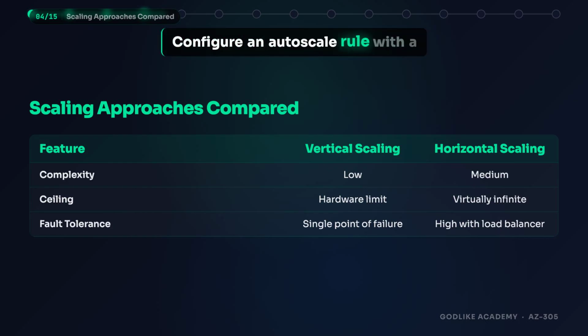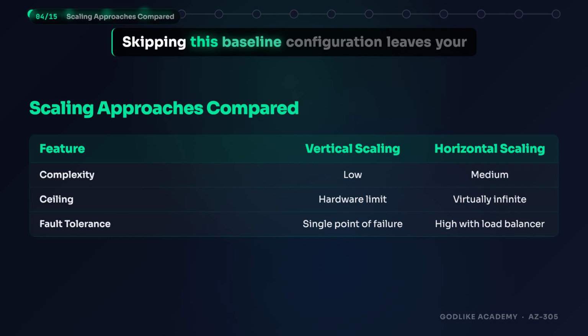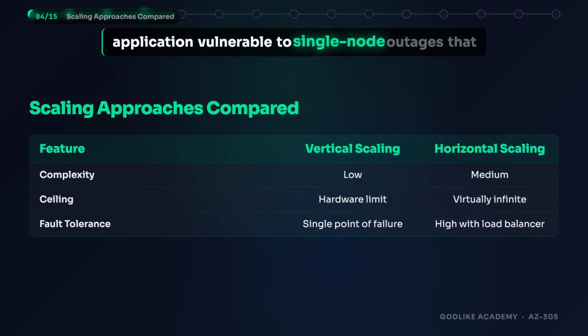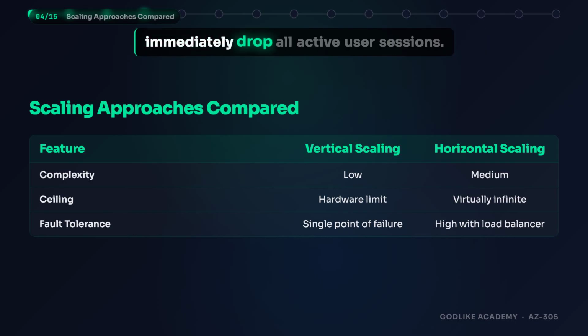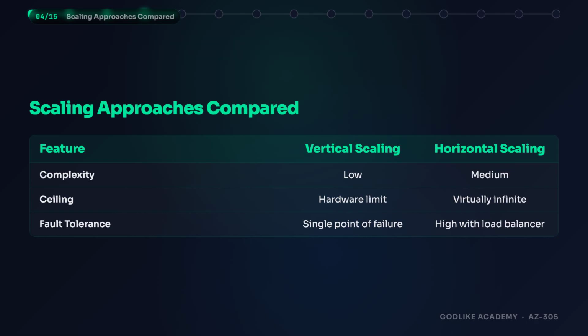Configure an auto-scale rule with a minimum of 2 instances and a maximum of 8 to guarantee redundancy. Skipping this baseline configuration leaves your application vulnerable to single-node outages that immediately drop all active user sessions.